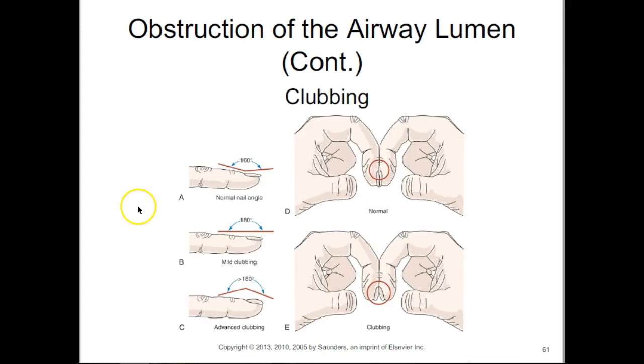So the normal nail angle is about 160 degrees. So mild clubbing kind of flattens out the tips of the finger, and then advanced clubbing makes this angle go basically beyond 180 degrees, to maybe more like 190 or 200, which is past a straight line. So normally, you have that little triangle or diamond shape between the ends of the nails. In clubbing, you're going to see that the cuticle of the nail, the hyponychium, is going to actually be touching.